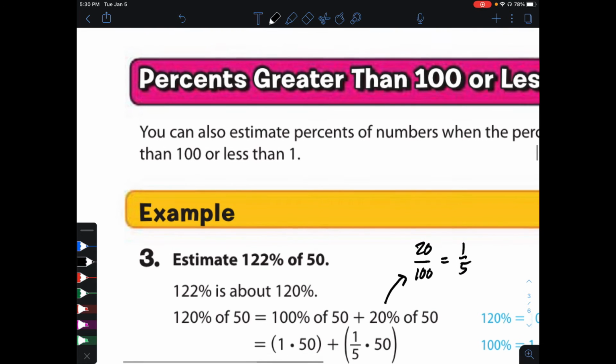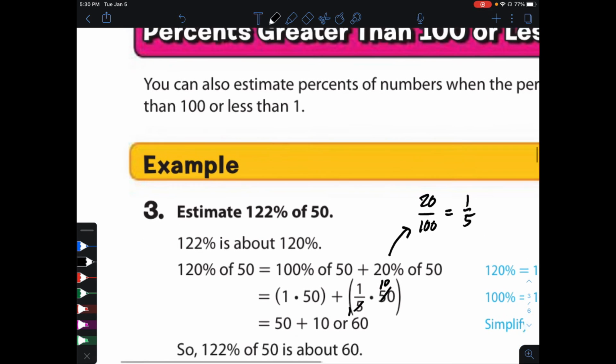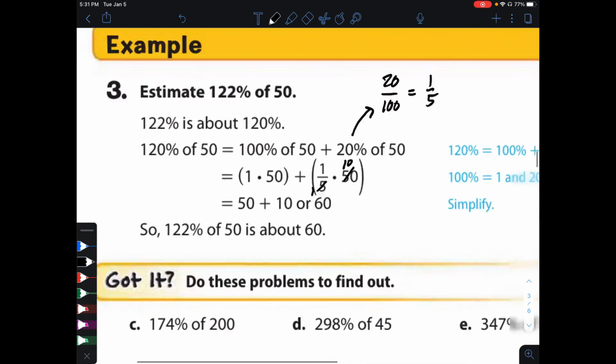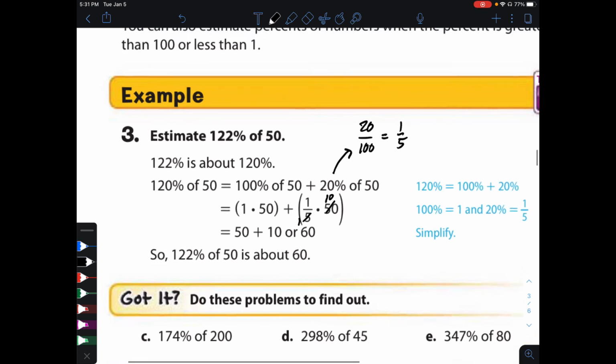So we got 1/5 of 50. Again, we cross cancel. That's a 1, that's a 10. So basically 1/5 of 50 is actually 10. So we're adding 50 plus 10, or 60. So 122% is about 60. Okay? So for this, do the 3 guided problems and let's see if you understand example number 3. Let's take a look at example number 4.